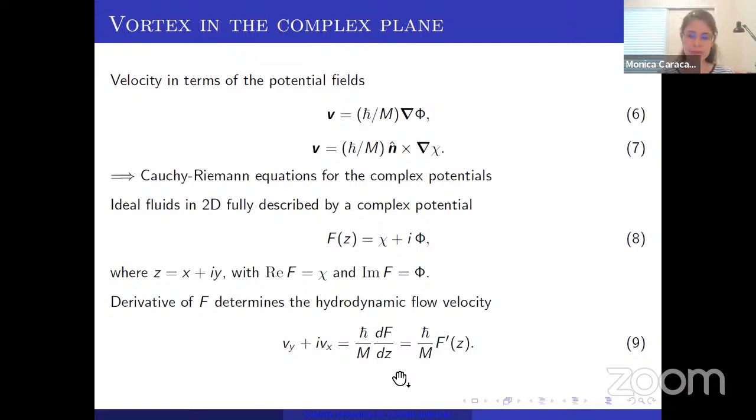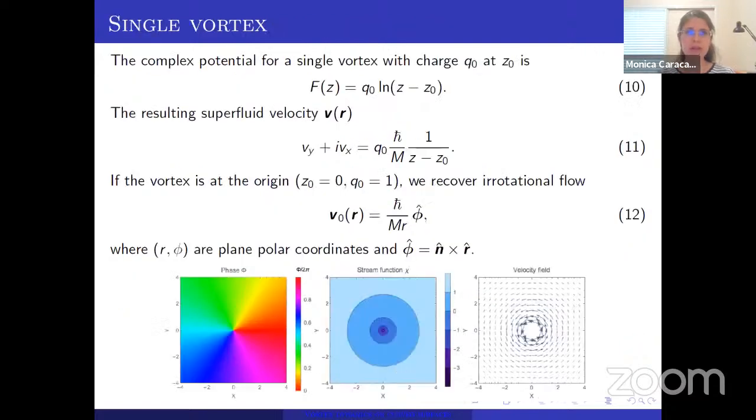An important relation. Okay, just an example of application of this potential. Consider a single vortex of charge q at position r_j in the complex plane. Here you have the charge times the logarithm of z minus z_j. And using the derivative with respect to z, you already get this flow, the velocity, with charge and this is the unit.